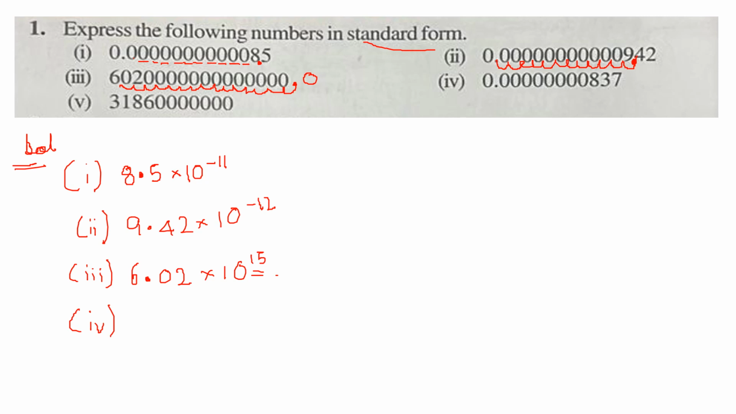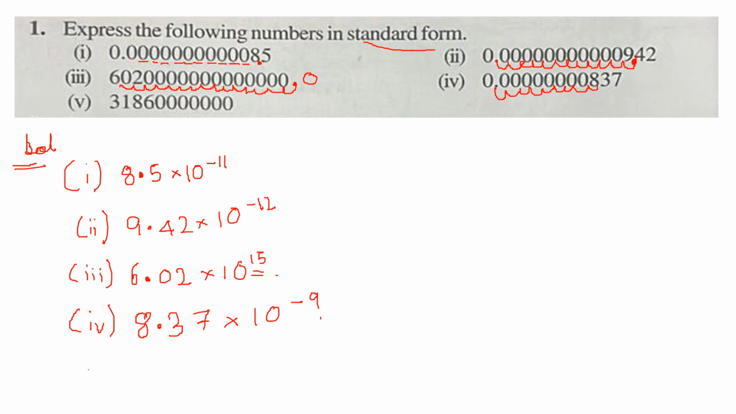Moving on to the fourth question. Again that's a decimal number. So it is 8.37 times 10 to the power minus. Again count how many places your decimal is traveling. 1, 2, 3, 4, 5, 6, 7, 8, 9. Right? So it is to the power minus 9. 8.37 times 10 to the power minus 9 is our answer.